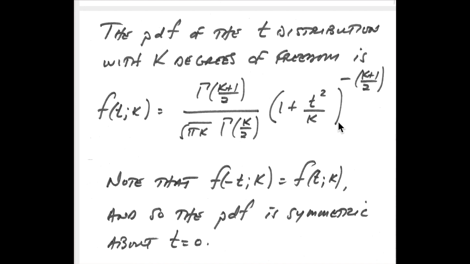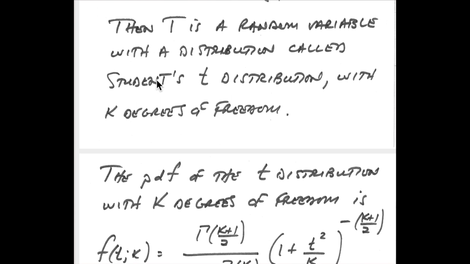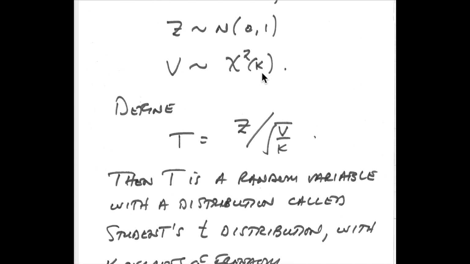Now, the PDF of the t-distribution with k degrees of freedom is somewhat complicated because it involves the gamma function in a couple places. And by the way, let me just say that this distribution has a sample space equal to the entire real line, and that should be obvious because we know that the numerator of the t random variable, which is the standard normal random variable, has a sample space which is the entire real line as well.